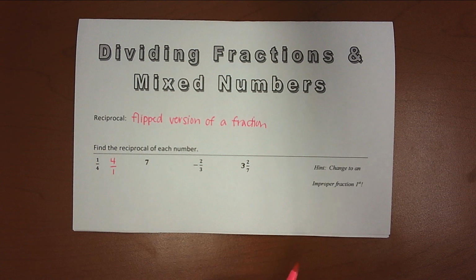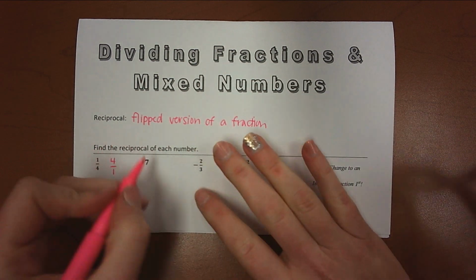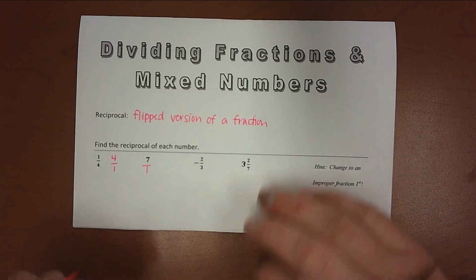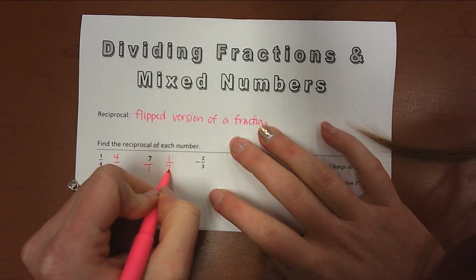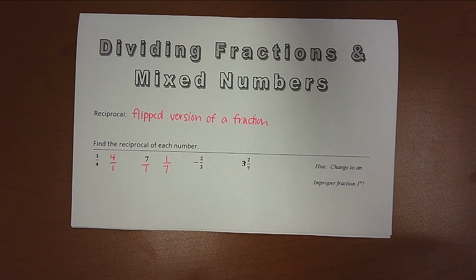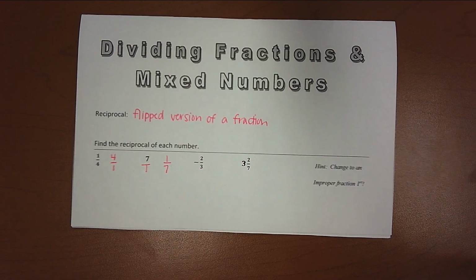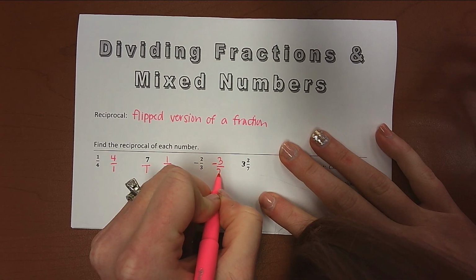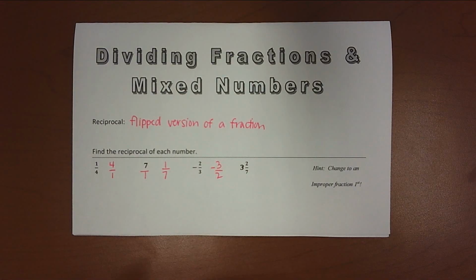The reciprocal of 7, we have to think about 7 as a whole number. That's like 7 over 1, 7 wholes. And so the reciprocal of 7 is 1 over 7. The reciprocal of negative 2/3 then is negative 3 over 2. So I'm just flipping top and bottom. I'm not changing the sign. So notice that the negative stayed negative, the positive stayed positive.